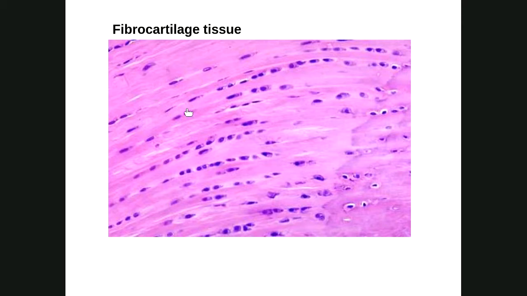Like I said, fibrocartilage looks very similar to dense regular connective tissue, all right? But the fibroblasts in dense regular connective tissue do not line up like this. They're more scattered, okay? In fibrocartilage, you'll see that the chondrocytes take that linear positioning there.